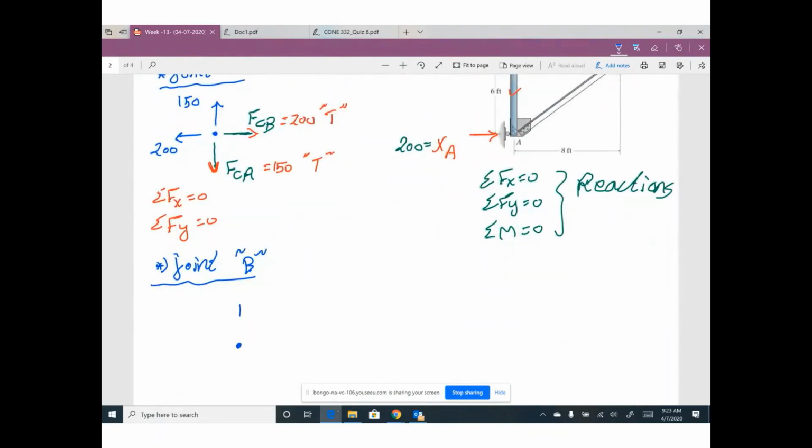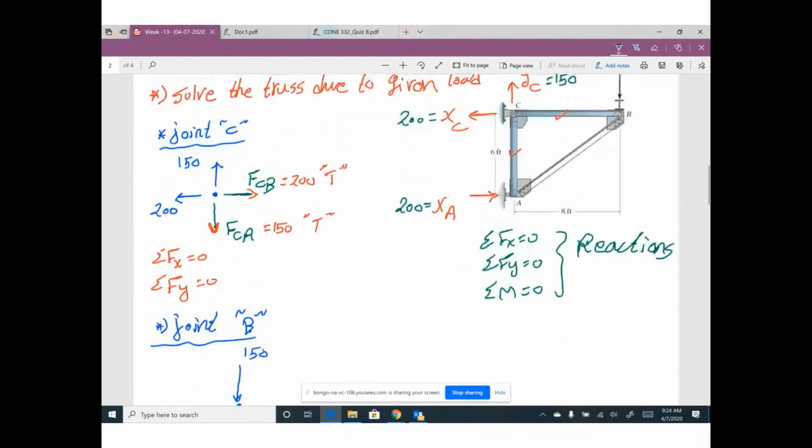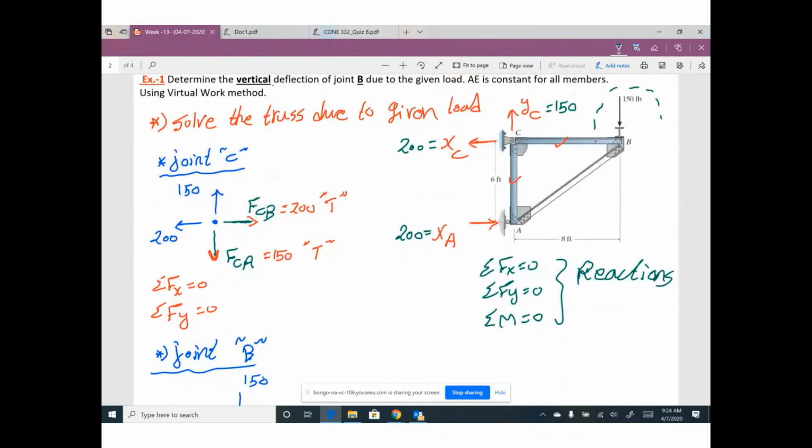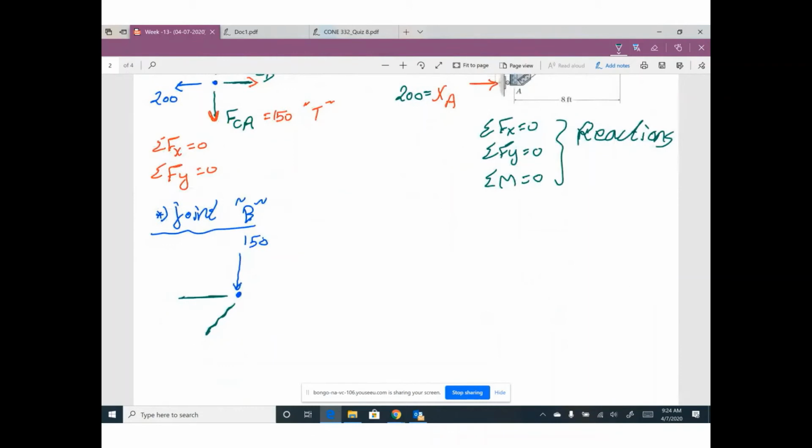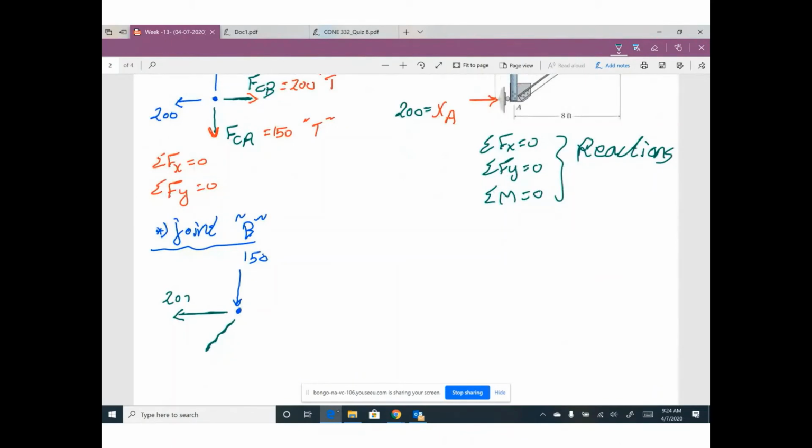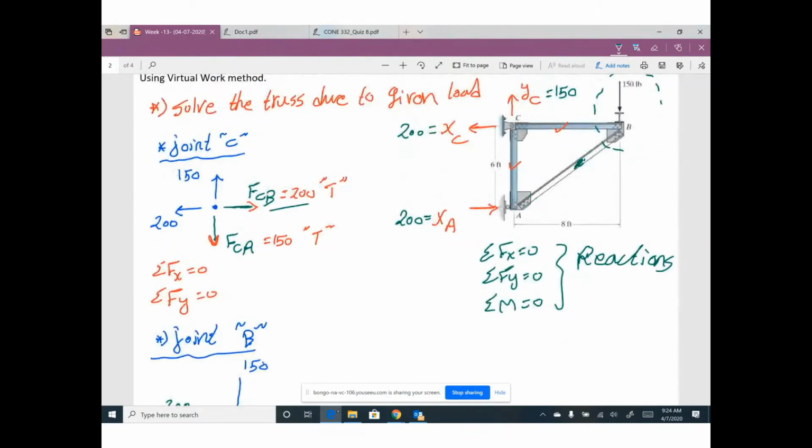We have a vertical force 150, and I have a horizontal member and an inclined member. I'm talking about joint B. I'm trying to solve this joint to figure out the force in this member. So I think the force in this member is known. How much? 200. Guys, the force in member CB from this side is tension, 200. That means from the other side it will be 200.